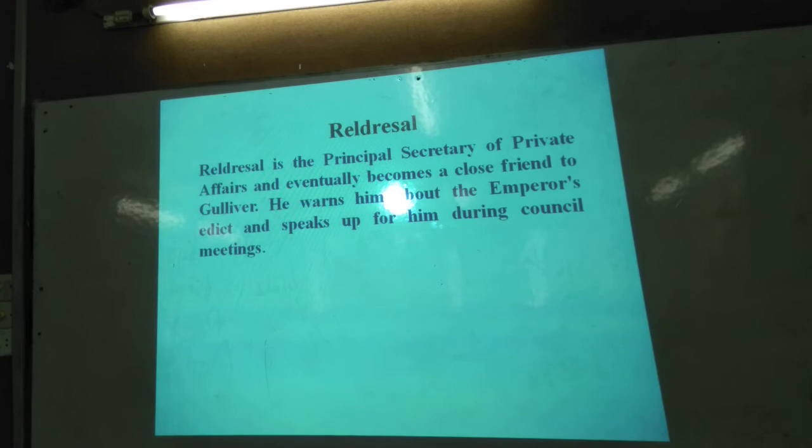Obviously, Gulliver not only helps Reldresal, he helps each and everyone in Lilliput, as we have seen. The question is, whenever the country decides and proves that Gulliver is a betrayer, and he may be the spy of Blefuscu, at that time why does he take a risk to help Gulliver? Think it yourself, okay? Think more and more. I think you can get the answer. It's a very easy answer. He warns him about the Emperor's edict and speaks up for him during the council meeting.